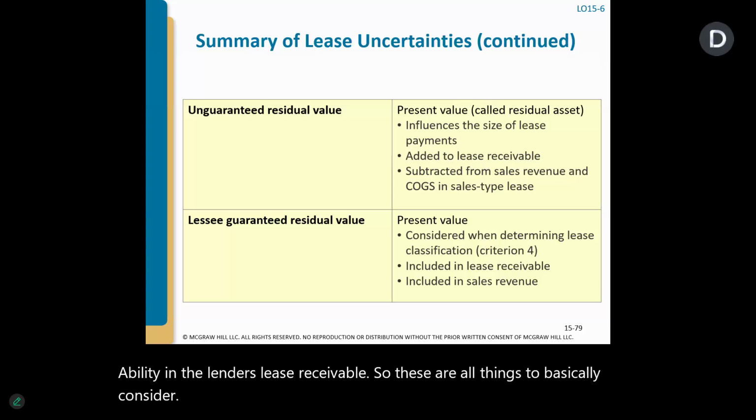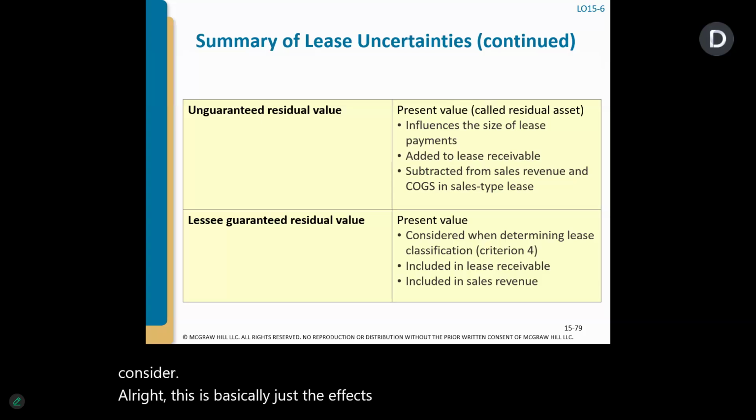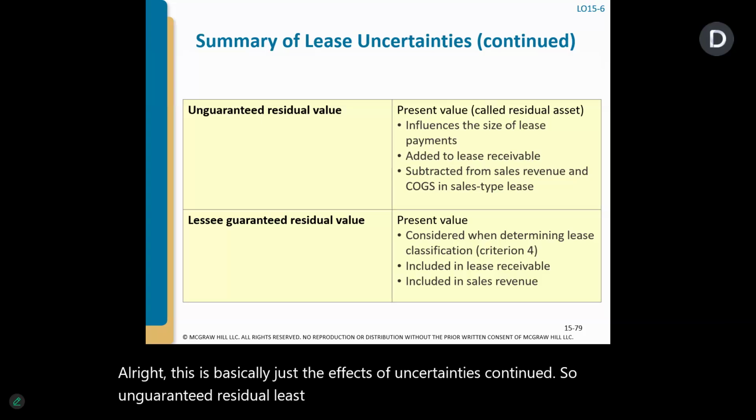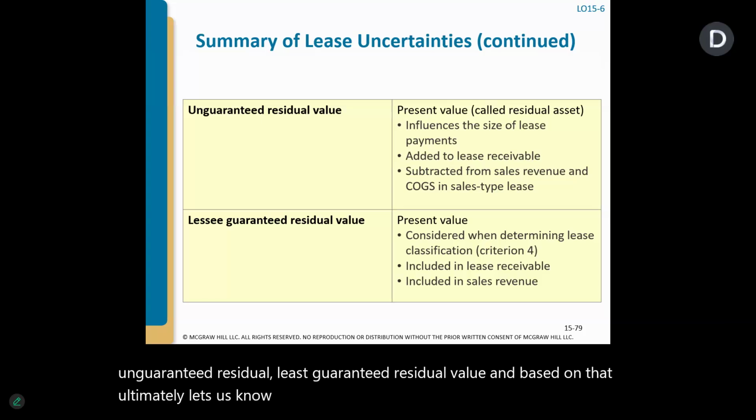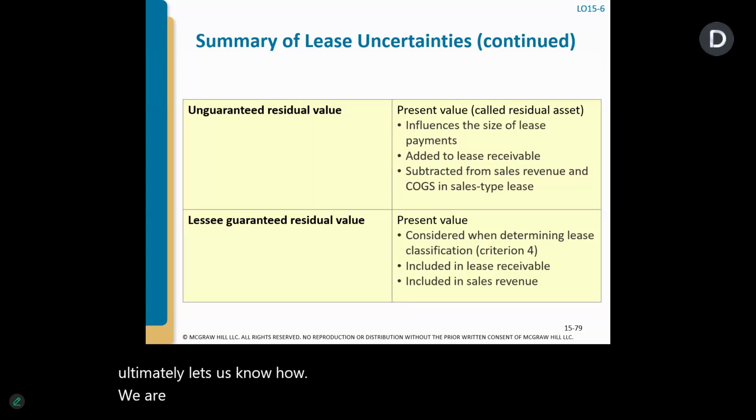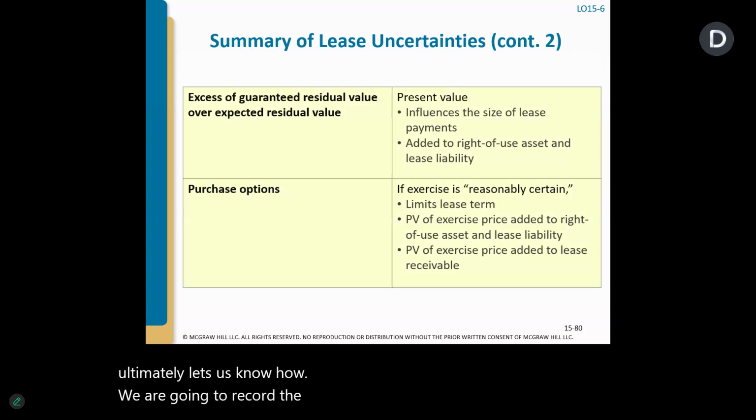All right, and this is basically just the effects of uncertainties continued. So unguaranteed residual, lease guaranteed residual value. Based on that, that ultimately lets us know how we are going to record the entries. And this is, again, a continuation of the summary of lease.